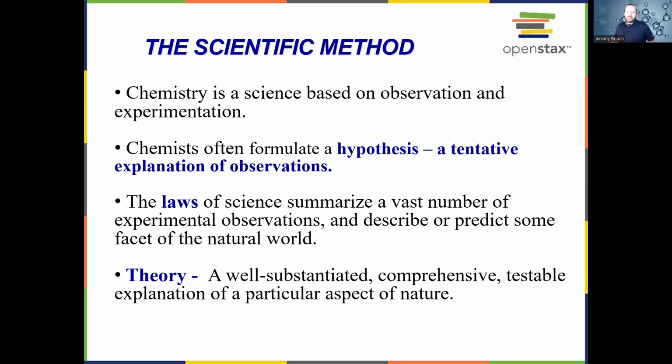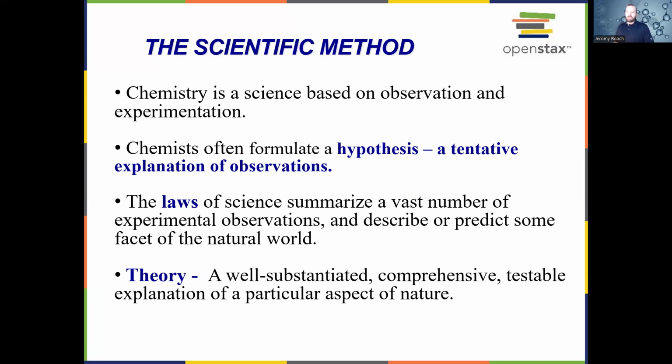So chemistry is a science based on observation and experimentation. So much like other sciences, we form a hypothesis and then we try to develop an explanation for those observations. The laws of science tell us a vast number of experimental observations, in order for us to predict things that are going to be happening in the natural world.